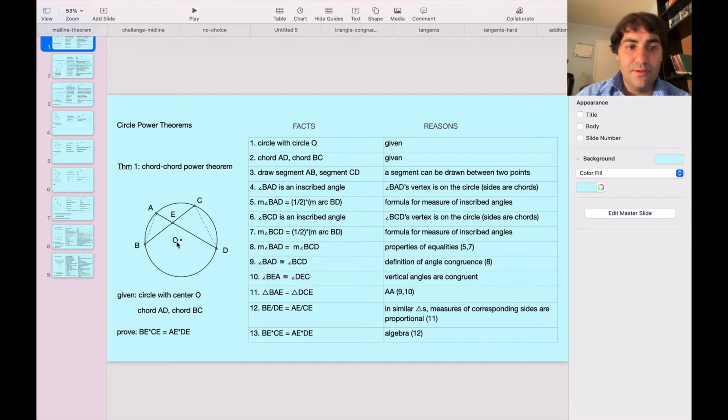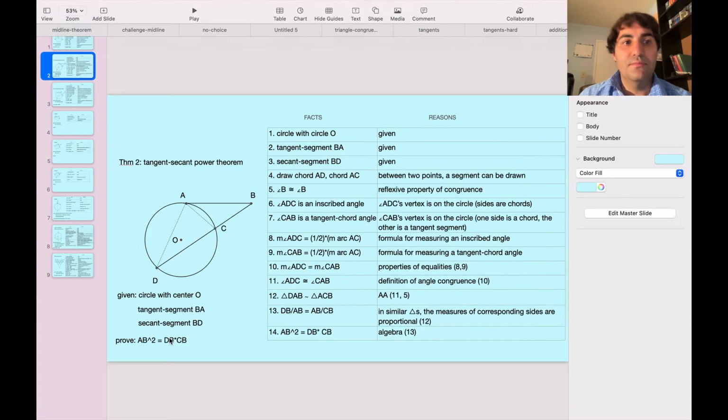We know vertical angles are congruent, so angle BEA is congruent to angle DEC. By the angle theorem, using statement 9 and statement 10, we obtain that triangle BAE is similar to triangle DCE. In similar triangles, the measures of corresponding sides are proportional, so we can match up the letters between these two triangles. BE divided by DE is equal to AE divided by CE, and these are lengths. Remember that. We do some algebra, and then we get what we wanted to prove.